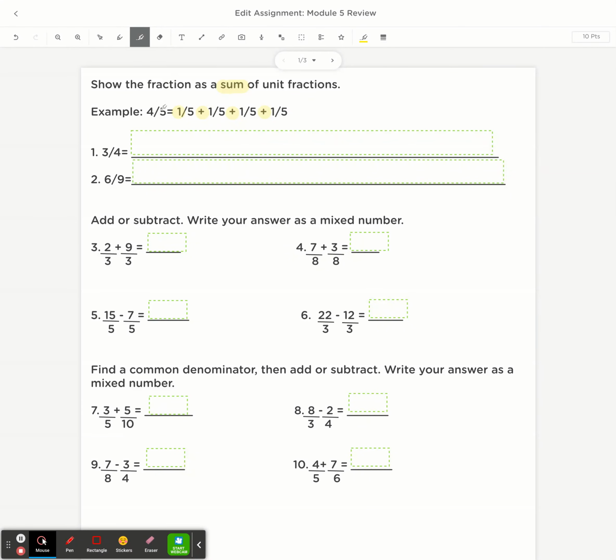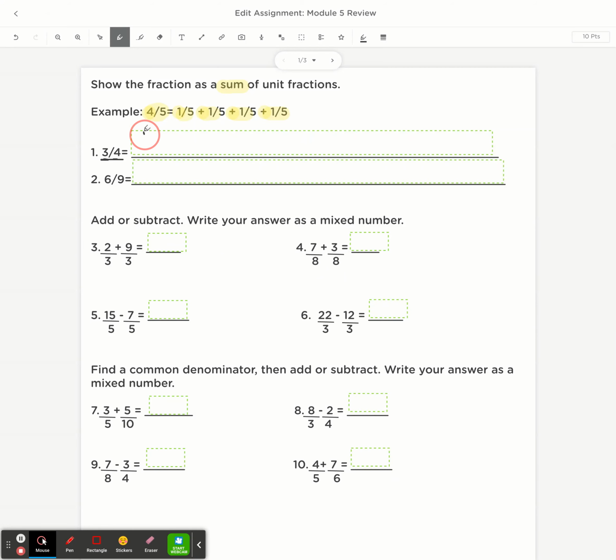So the example that we have right here is 4/5. So as the sum of unit fractions, it would be 1/5 plus 1/5 plus 1/5 plus 1/5. So we just add 1/5 together 4 times in order to equal that numeral. So again, I'm on the teacher side, so I can't type in, so I'll just use my pen tool to show you guys. So for number 1, we have 3/4.